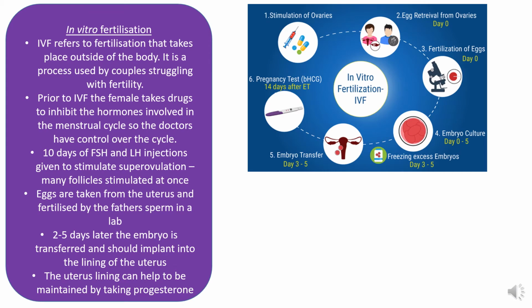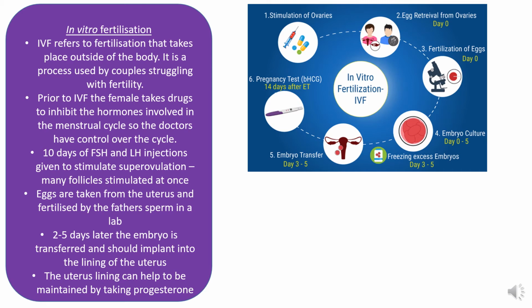The eggs are then taken from the uterus by the doctors, and they are fertilized in the lab using the father's sperm. So we take the eggs from the uterus, which is obviously an invasive procedure, take the eggs out, fertilize them by the sperm, and then we let the fertilized eggs grow and divide for a few days. And that is called actually a blastocyst as opposed to an embryo, but you might not have heard the word blastocyst. So that blastocyst can then be transferred back into the uterus 2 to 5 days later.